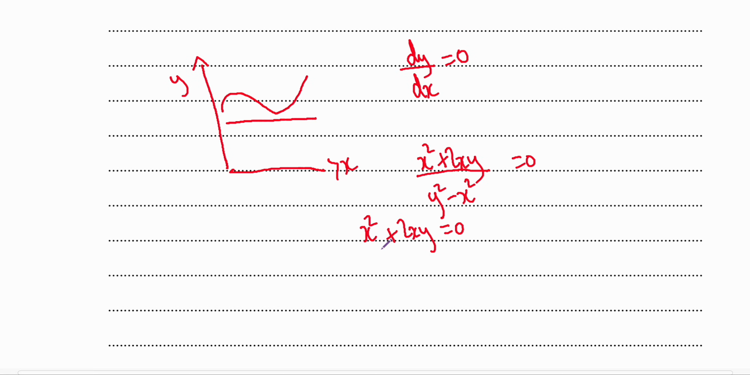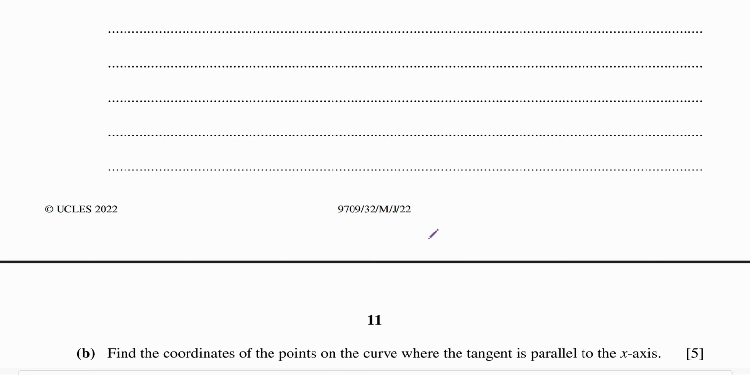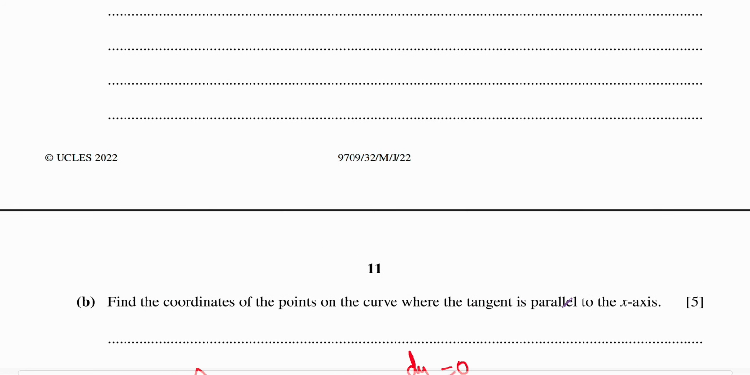What can you do now? Well, you can factorize an x. So you have x times (x plus 2y) is equal to 0. So you have either x is equal to 0 or x is equal to negative 2y. That's just solving from this equation right here. Well, we have to find the coordinates of the points on the curve where it's parallel to the x-axis.